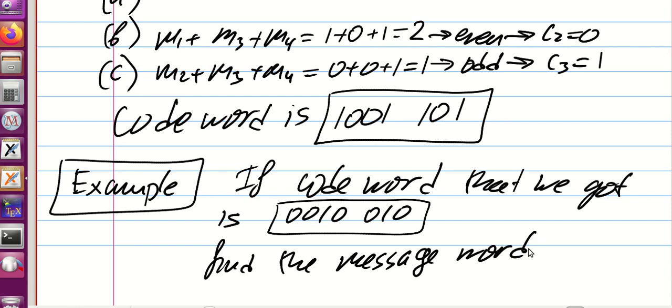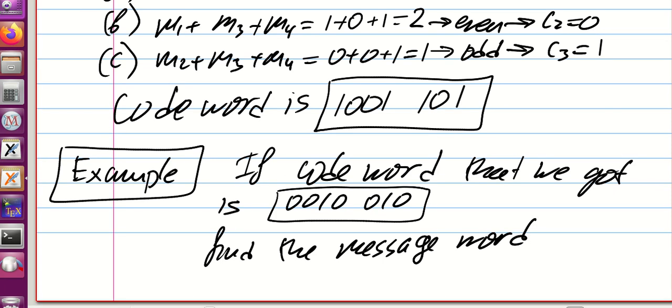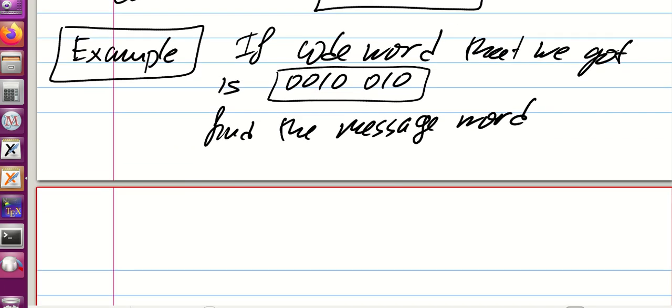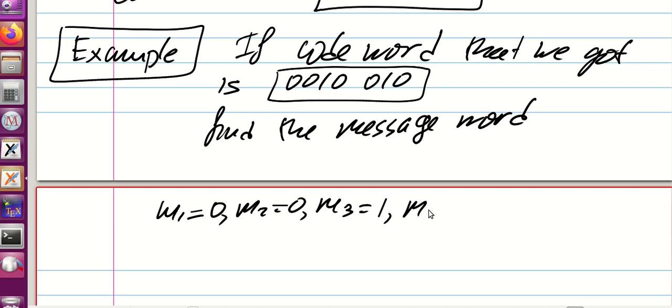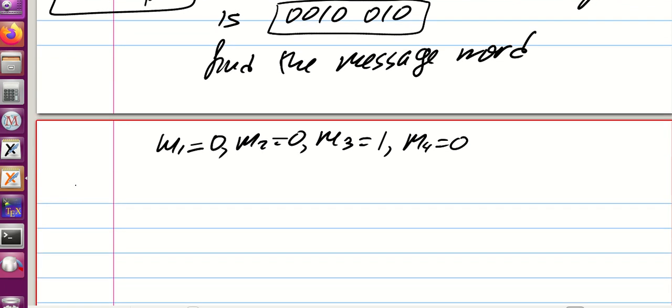So we need to find the message word. Let's try to do that. So we go through, we find M1 is 0, M2 is 0, M3 is 1, M4 is 0. All right, so let's go through the procedure.